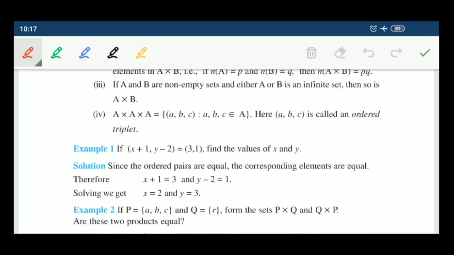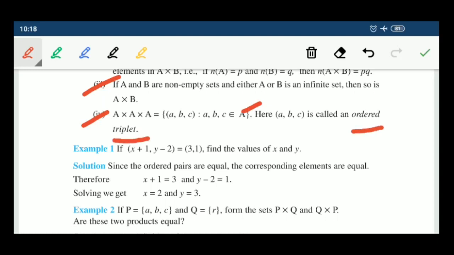See the next, third point. If A and B are non-empty sets and either A or B is infinite, then so is A cross B. And see the fourth one, A cross B cross C. Here a, b, c all belong to the respective sets, so hence (a, b, c) is called an ordered triplet.